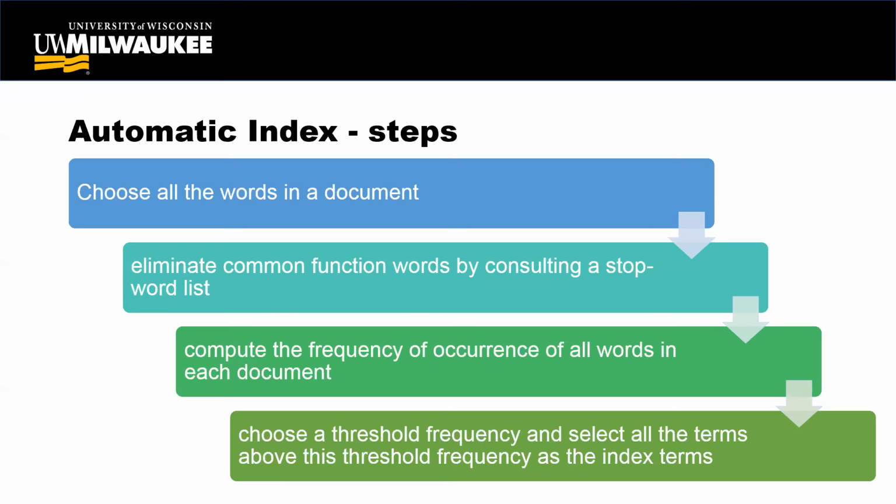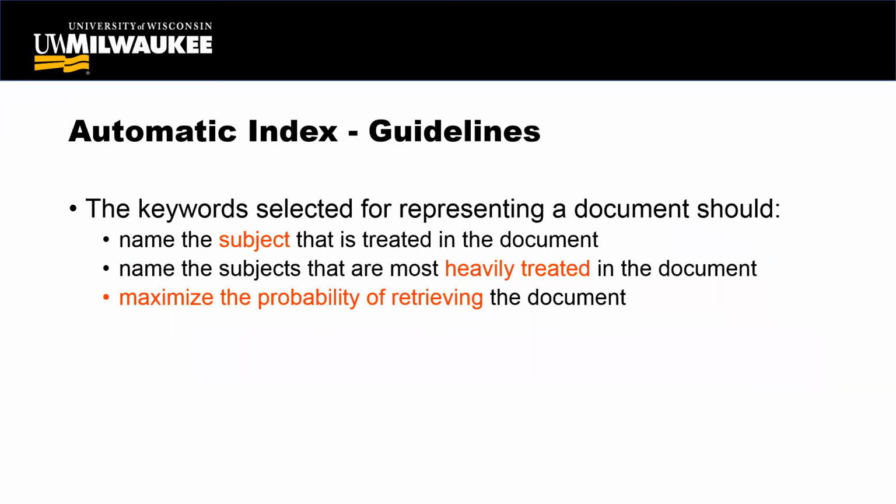It's not the more the better, right? It's also other measures will be considered. The guidelines for automatic indexing is, you need to make sure the keywords selected represent the document, and the subjects treated in the document. That's important, especially the most heavily treated subjects. And also maximize the probability of retrieval. So the purpose is to make sure the most highly relevant documents are most likely to be retrieved by the system.